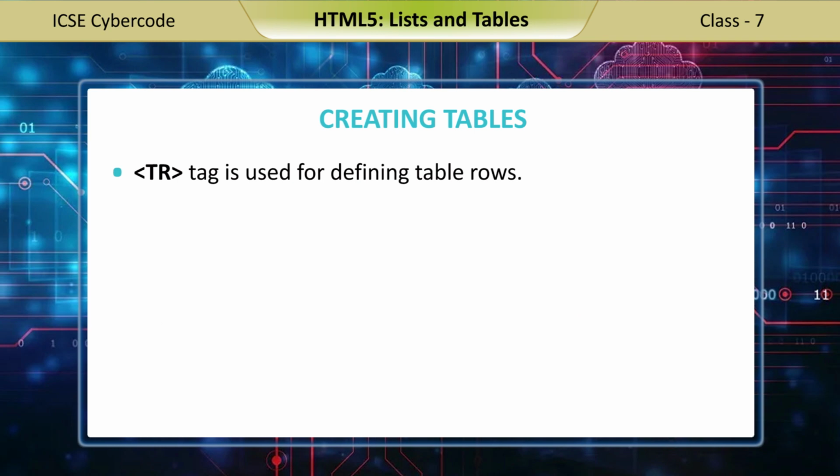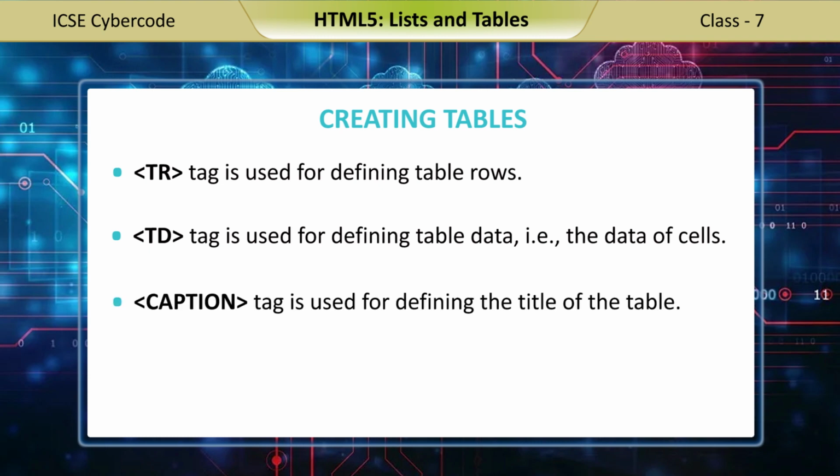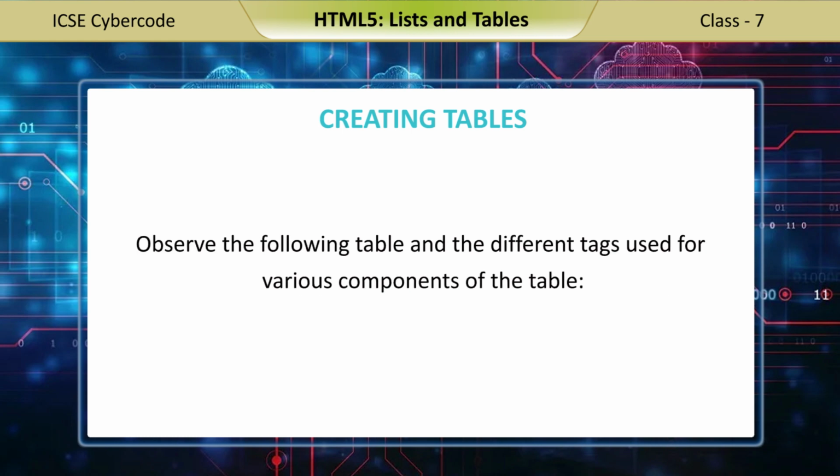TR tag is used for defining table rows. TD tag is used for defining table data, that is the data of cells. Caption tag is used for defining the title of the table. TH is used for defining table headings. Observe the following table and the different tags used for various components of the table.